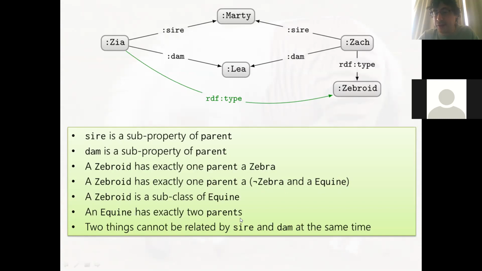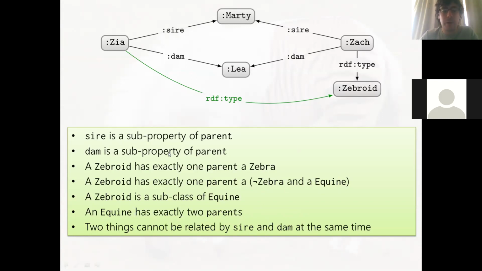An equine has exactly two parents. This is a non-qualified, just an ordinary cardinality constraint, because we don't really have to specify that the two parents are equines in this case. Two things cannot be related by sire and dam at the same time. This would be a property disjoint with, which we have now.